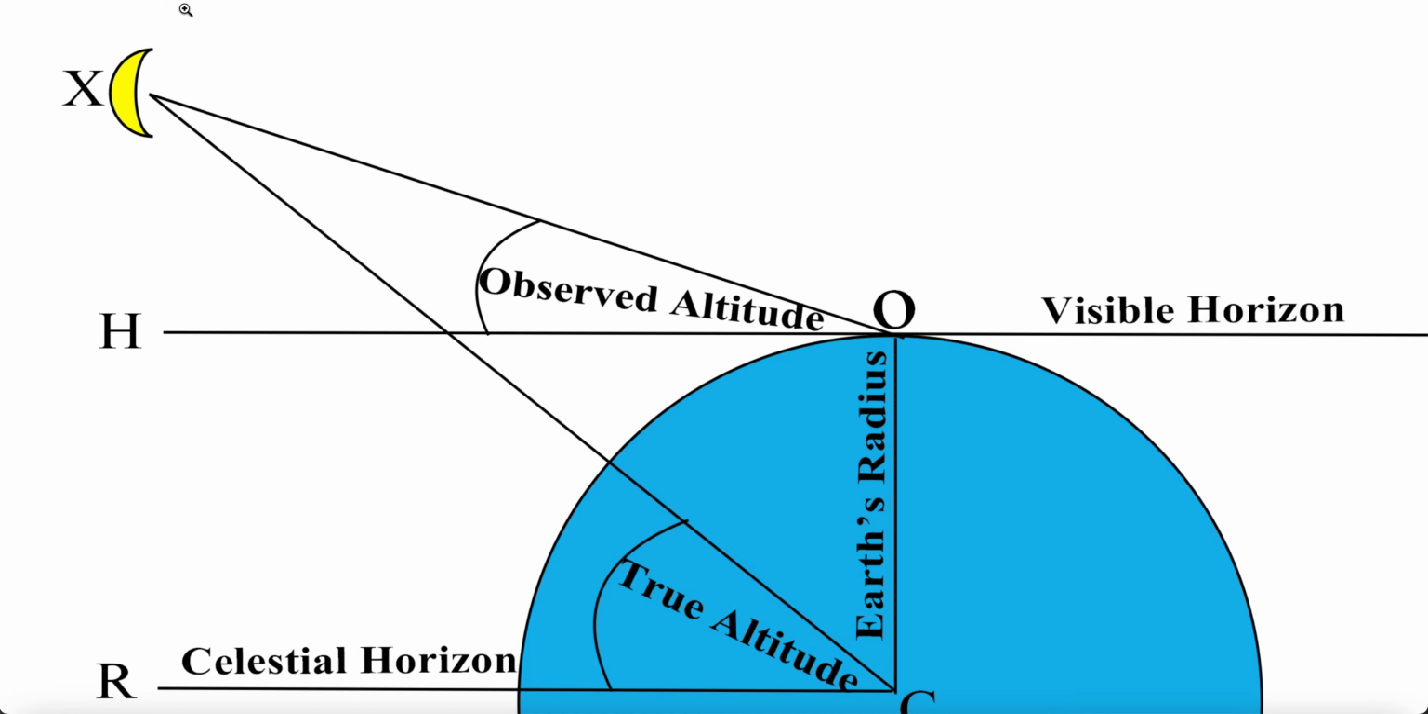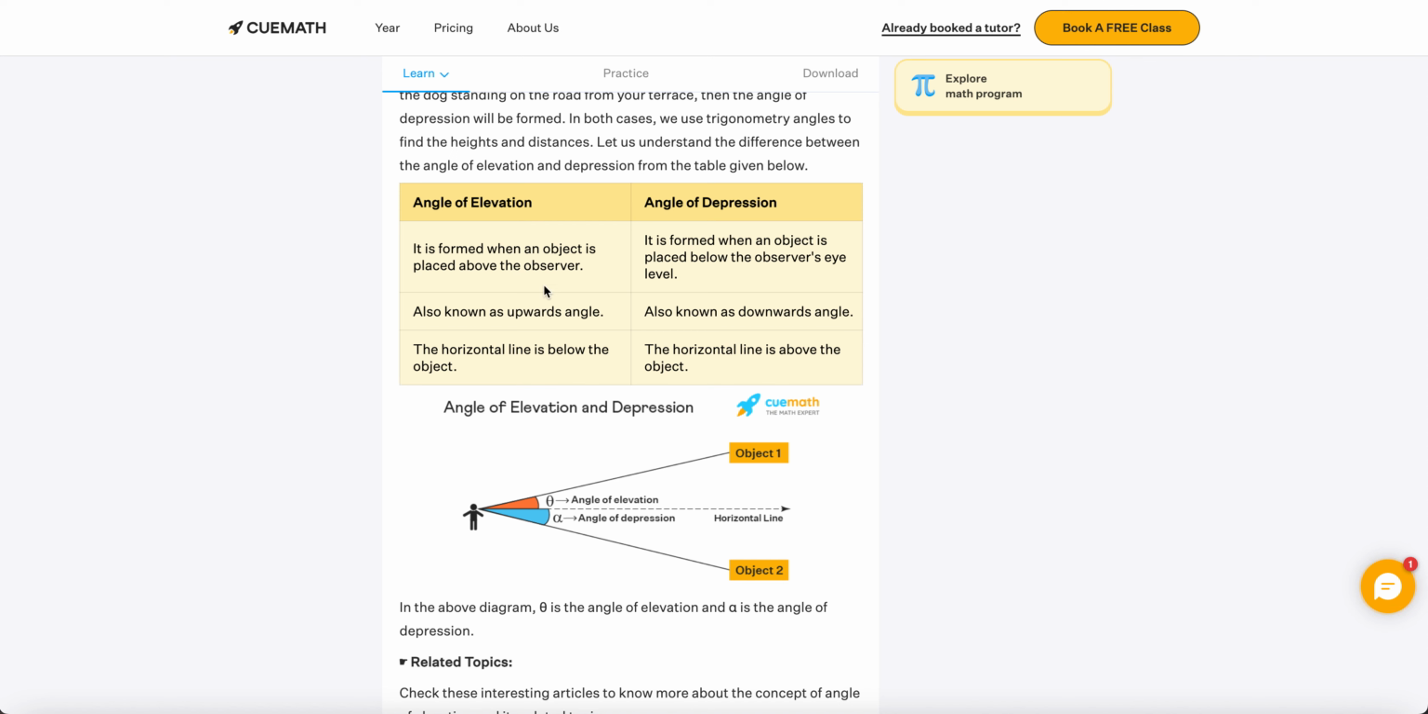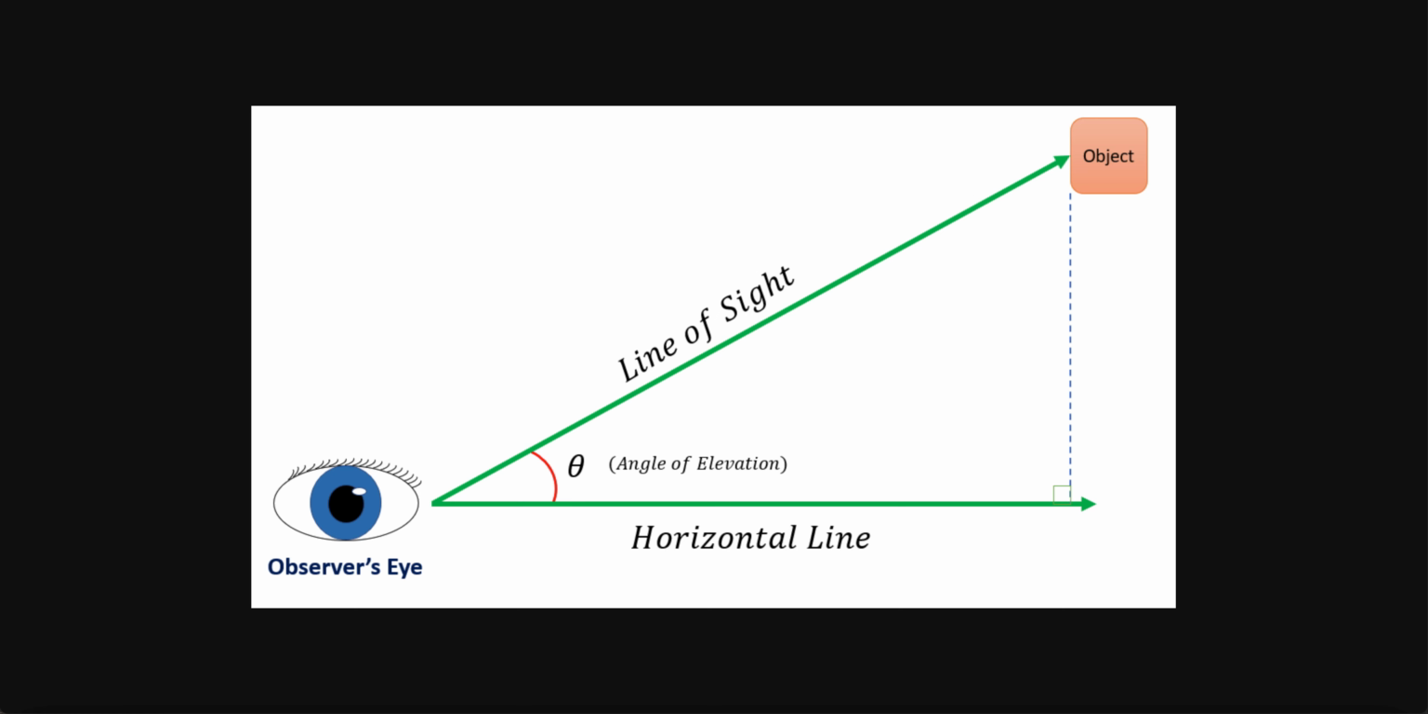That's what an angle of elevation is, as is shown one more time by QMath. Angle of elevation. It is formed when an object is placed above the observer, also known as upwards angle. The horizontal line is below the object. End of story. Thanks for watching.